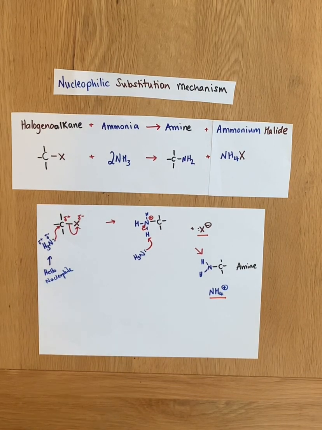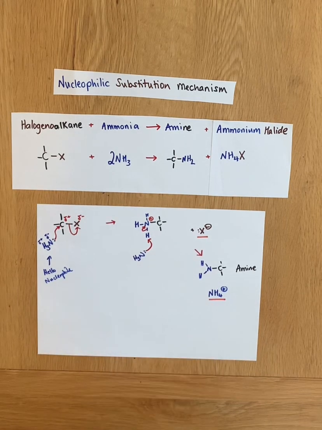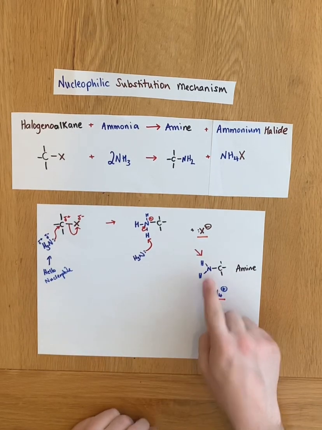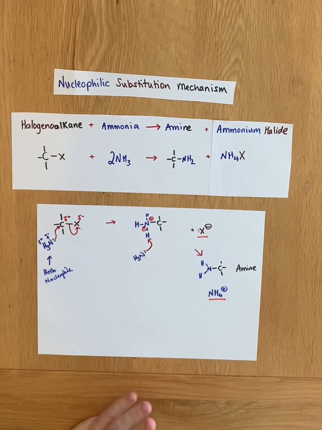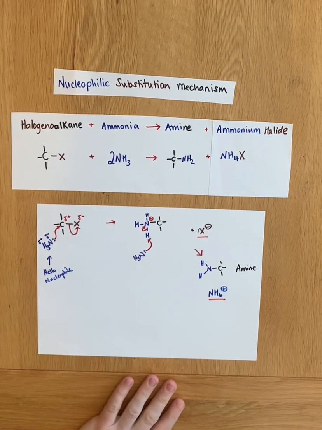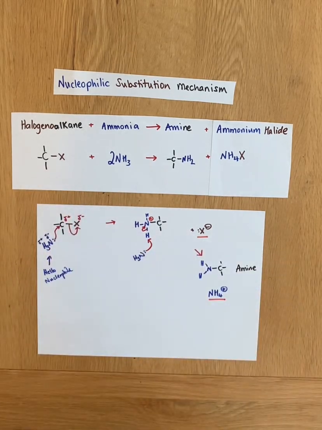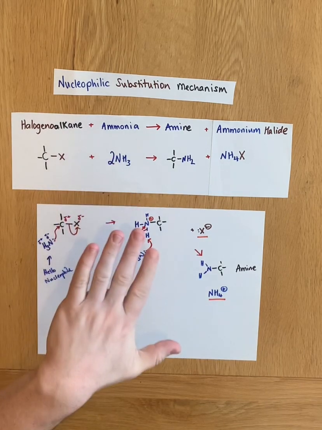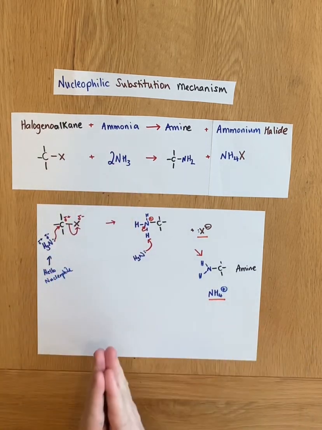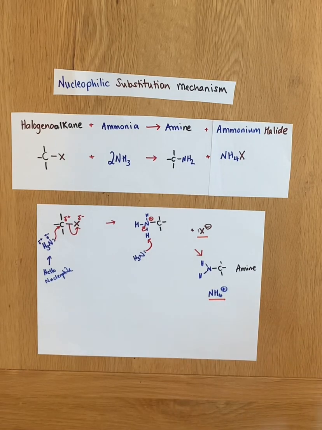You have to have excess ammonia present in this reaction, because if you had excess halogenoalkane, the amine is also a nucleophile because it also has a lone pair. It's actually a stronger nucleophile, which you'll learn about later in life. So it could go on and react with halogenoalkanes if there was excess halogenoalkane. So you want to make sure you have a vast excess of ammonia to limit further substitutions.